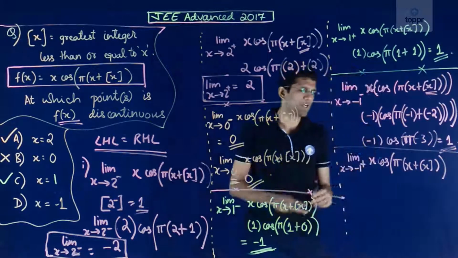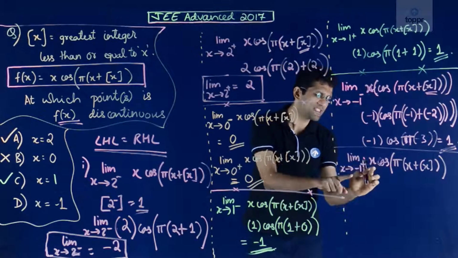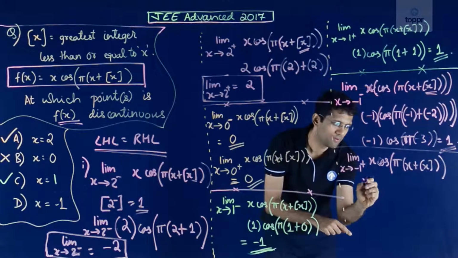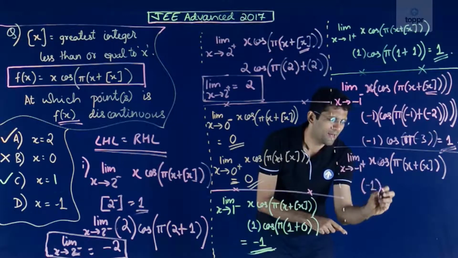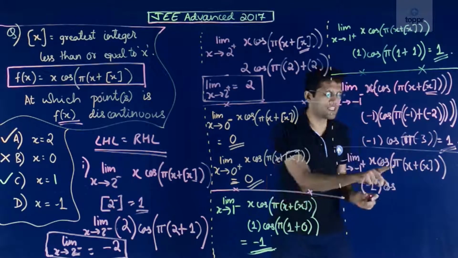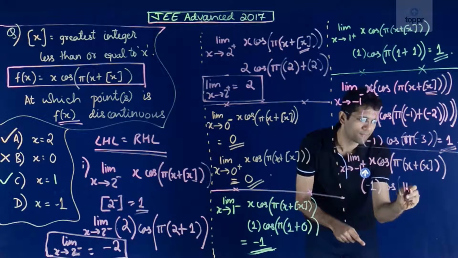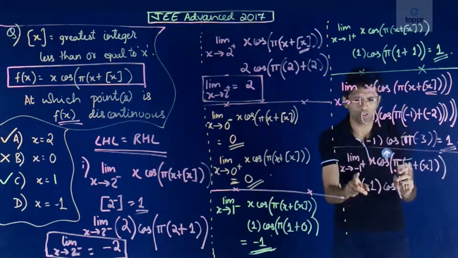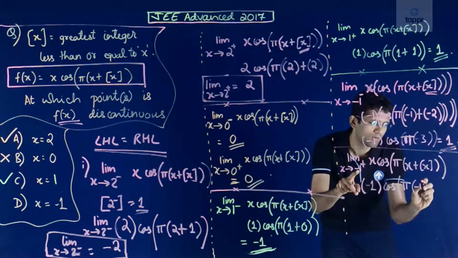And now we have to substitute the proper values. Note that x here tends to minus 1, so x will be replaced by minus 1 here. In a similar manner, this cosine will be preserved. Then we will have this pi which will also be retained. Then we have x which will be replaced by minus 1 because x tends to minus 1 here.